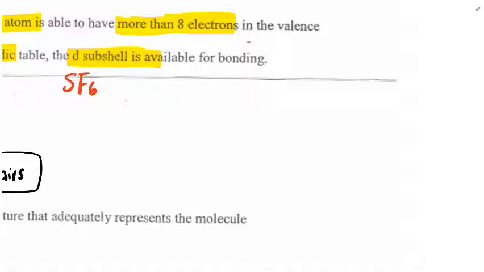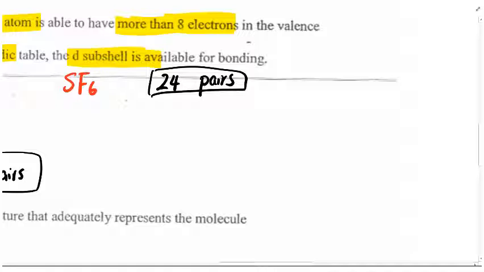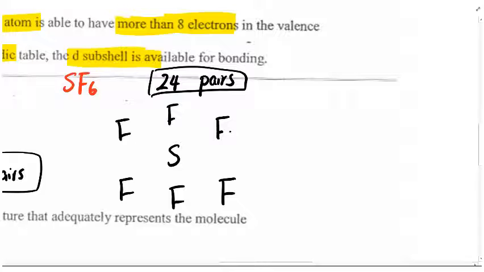So if you have done your calculations correctly, you should have got 24 pairs of electrons. So that's all you have. And sulfur in the middle, 6 fluorine atoms around sulfur. And we're going to use 6 shared pairs to join all the atoms to the central atom.